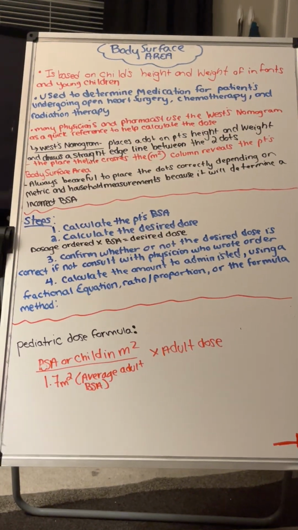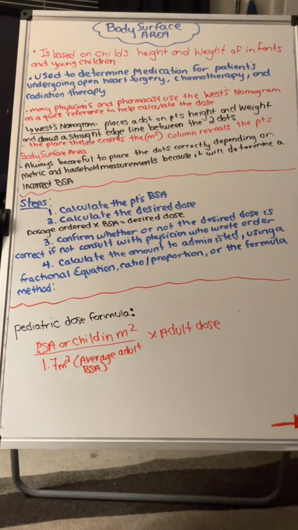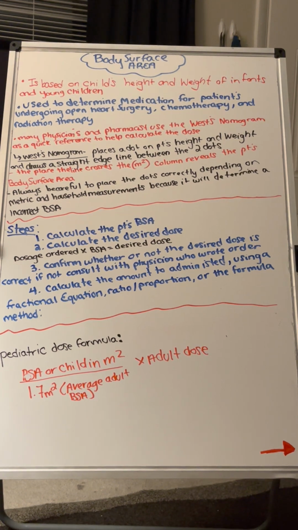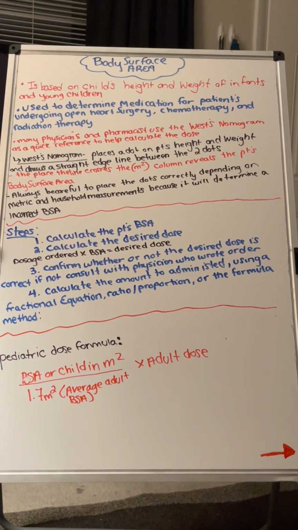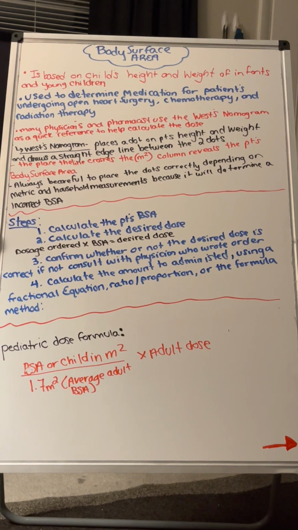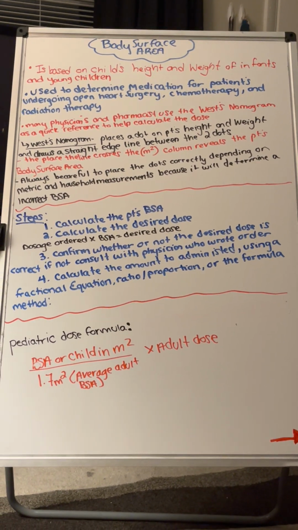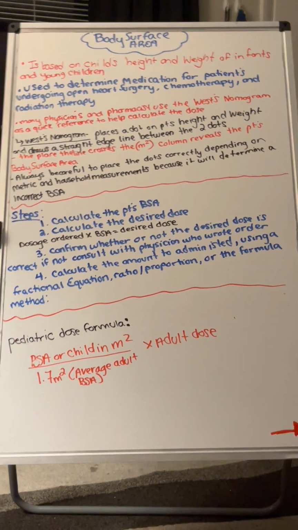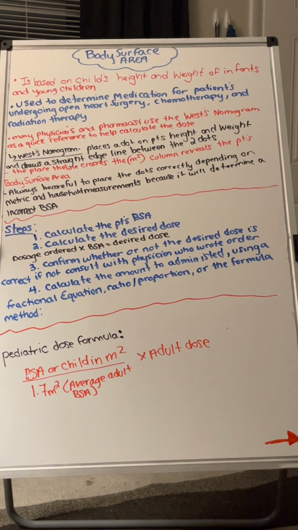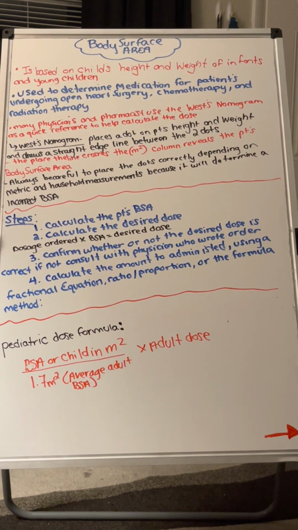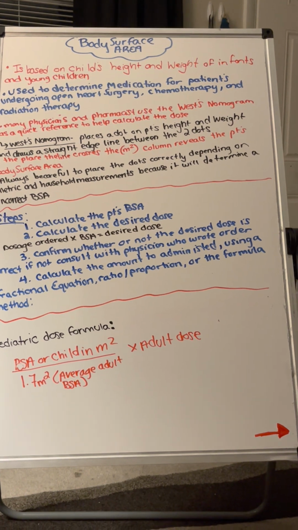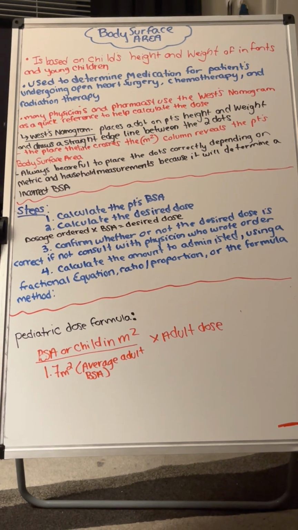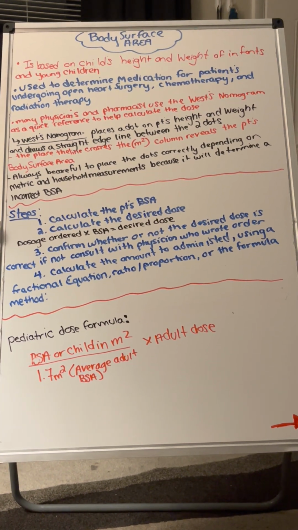So the steps to calculate: number 1, you want to calculate the patient's BSA, and then number 2, you want to calculate the desired dose. So it's going to be the dosage order times the BSA equals your desired dose. Number 3, confirm whether or not the desired dose is correct. If not, consult with the physician who wrote the order. So if the BSA is not correct, you want to consult with the doctor who wrote the order. As a pharmacist, the pharmacist would do that, not as a technician.